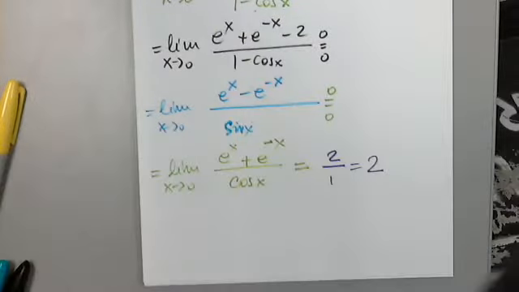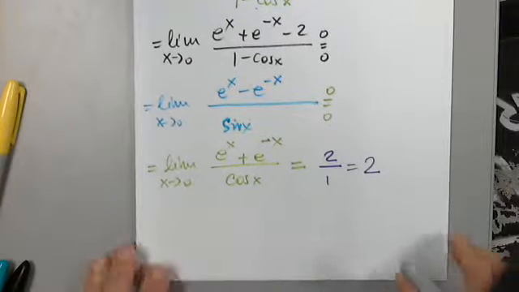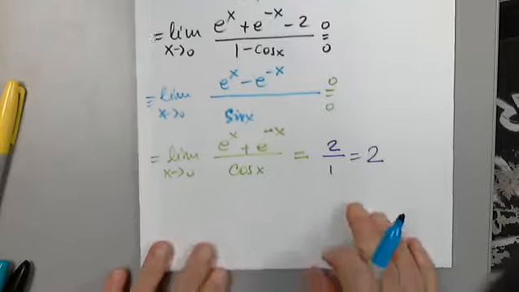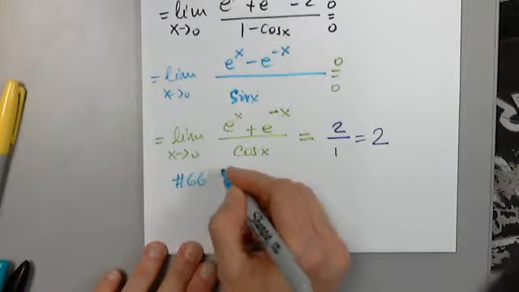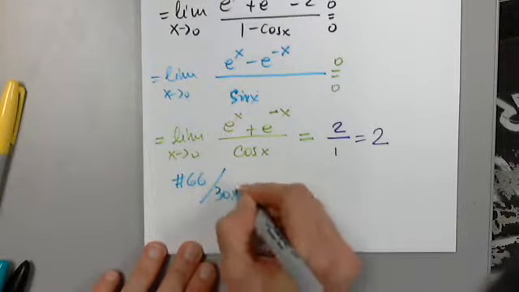Any preference? Which one? 66. This one? Okay, perfect. It's okay if it's on the checklist, I don't mind. So, 66 on page 308.